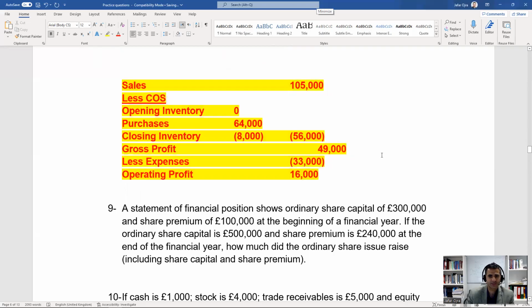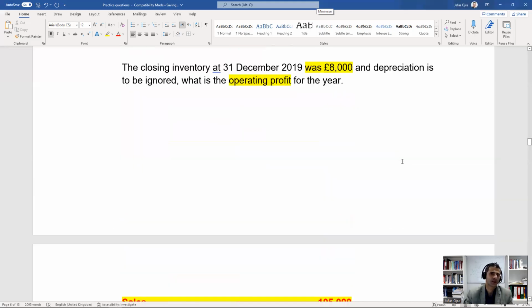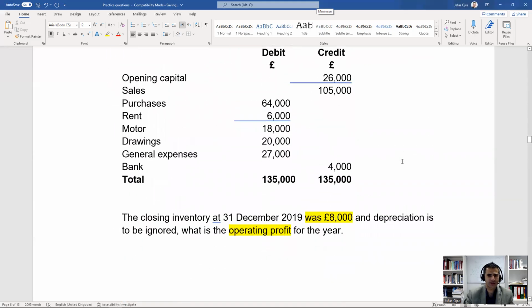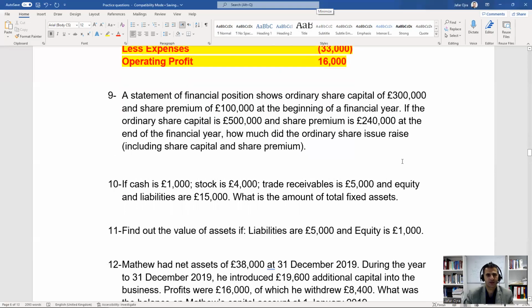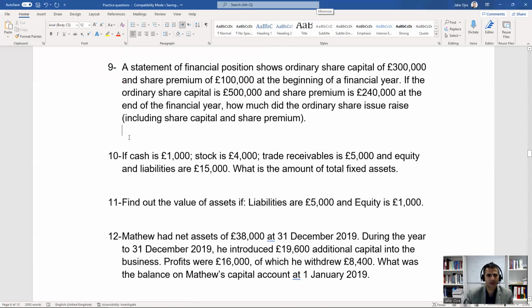I hope it's clear. And don't get confused by what we call the other accounts in the question. You don't need to use them. That's great. So that's question number 8. Now let's move to question number 9.